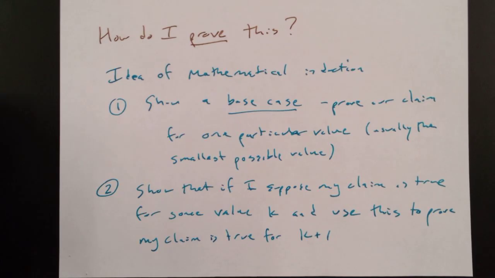Do you see how it's stepping up the ladder? The first step, 1, shows I can get on the bottom of the ladder. I can get on the first step. The second step says if I'm on rung 1, I can climb to rung 2. If I'm on rung 2, I can climb to rung 3 and 4 and 5, and I can work my way up. If both of these are true, then my claim must be true for every integer from wherever I started on forever.